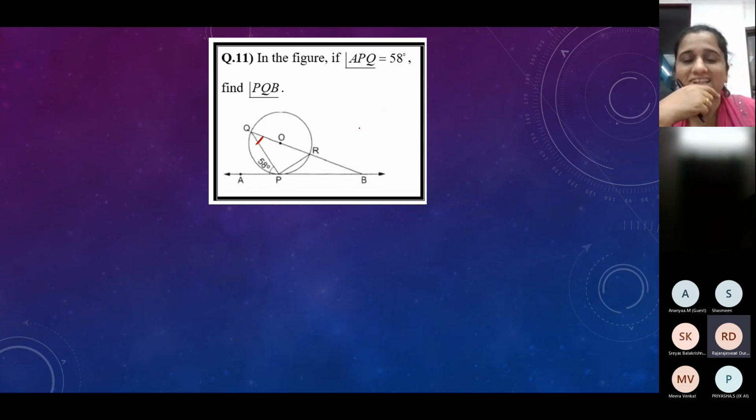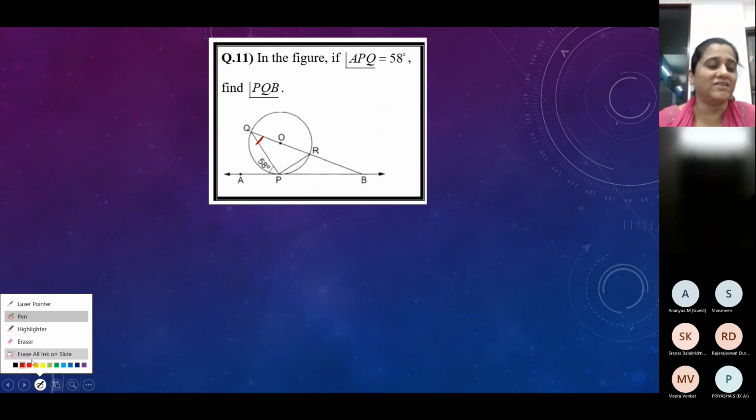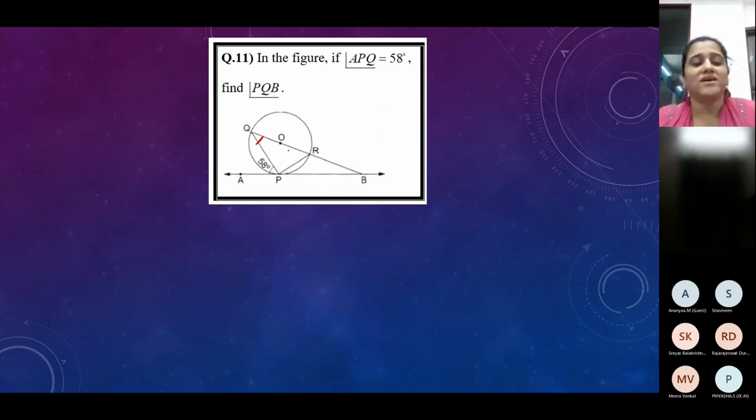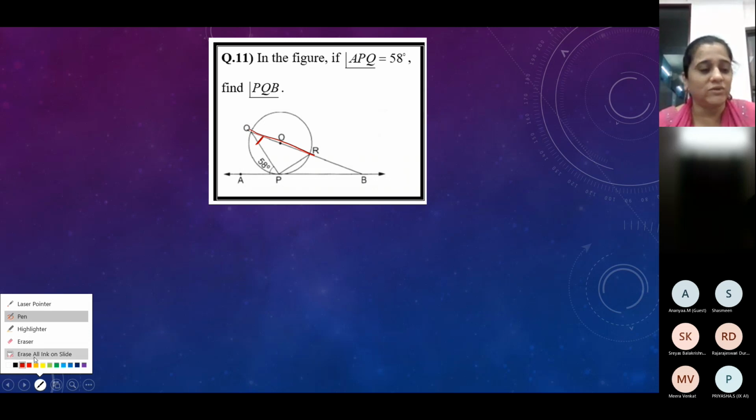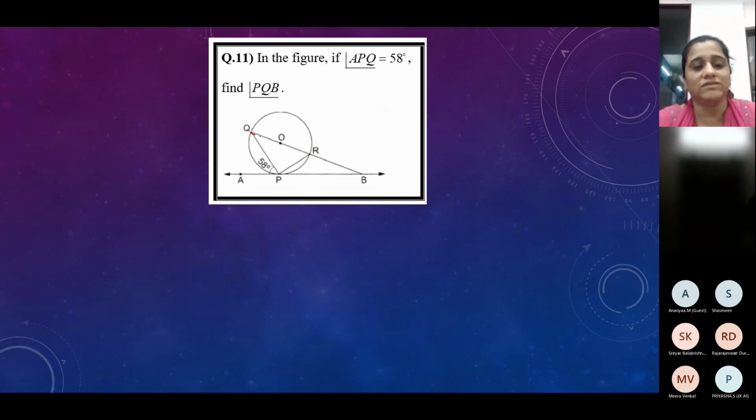Angle in a semicircle. Very good. That's what I was expecting. Angle in a semicircle is a right angle. You should look out for the diameter. There's a diameter here. When you see the diameter, you can apply that theorem: angle in a semicircle is a right angle.